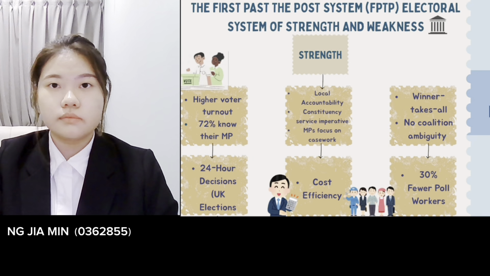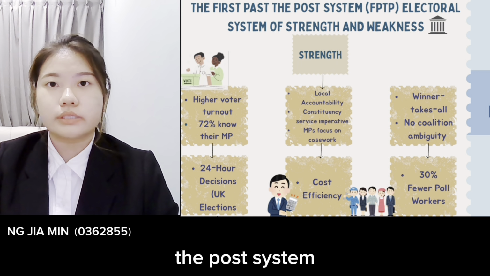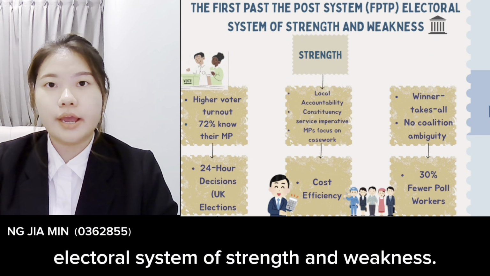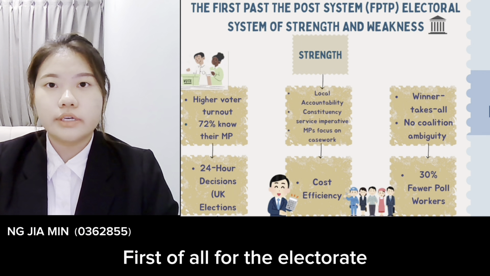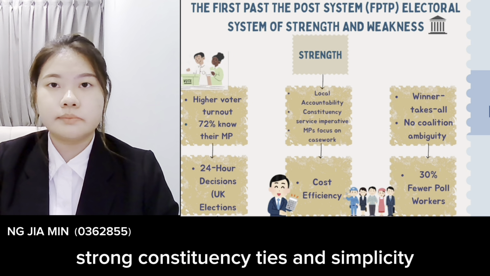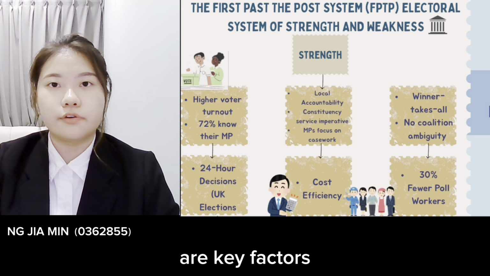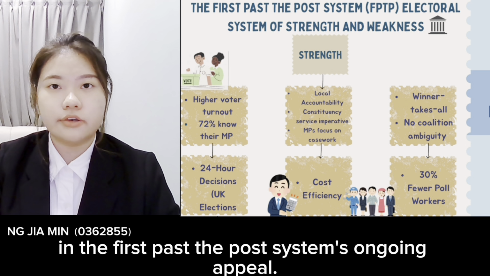Thank you. My name is Eng Jiami, and I'm here today to talk about the first past the post electoral system's strengths and weaknesses. First of all, for the electorate, the first past the post system offers several strengths and weaknesses. Strong constituency ties and simplicity, which are especially apparent in the UK setting, are key factors in the first past the post system's ongoing appeal.